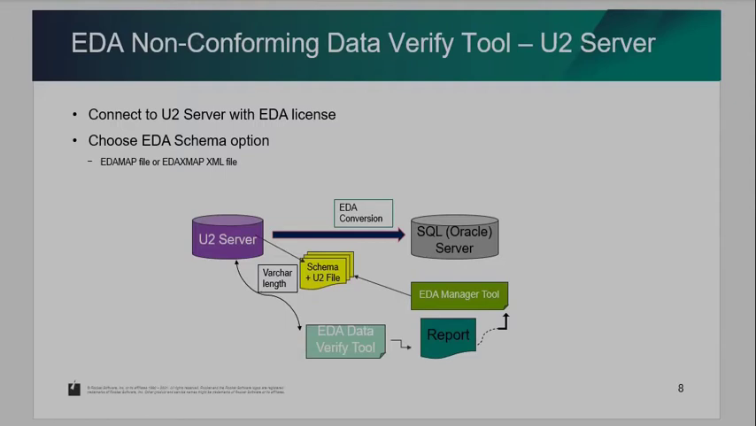Here is the tool's simple structure. In a simple environment with just one server, the tool connects to the UniData server. Then you choose the schema, which is created by the EDA management tool. Then you can connect to the SQL Server or Oracle, and it will give you the error report, and you can export it to a text file.